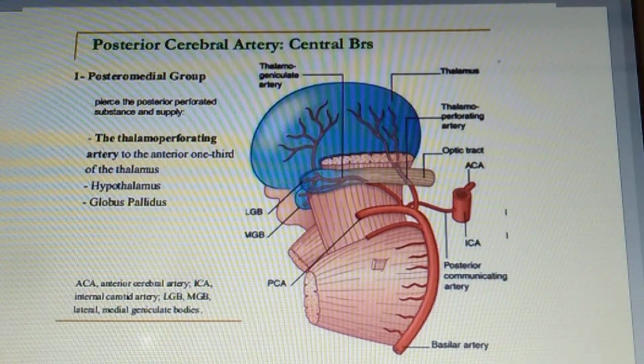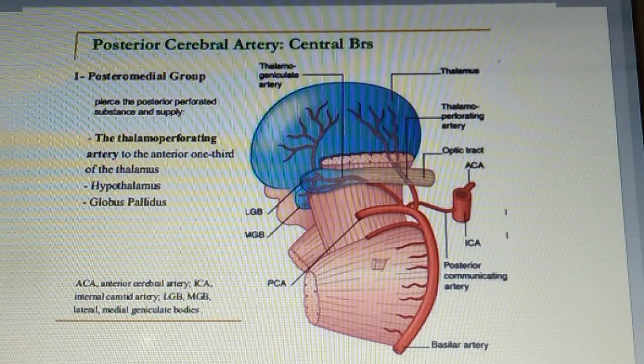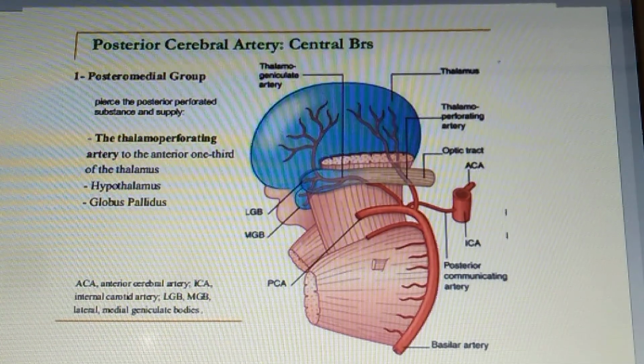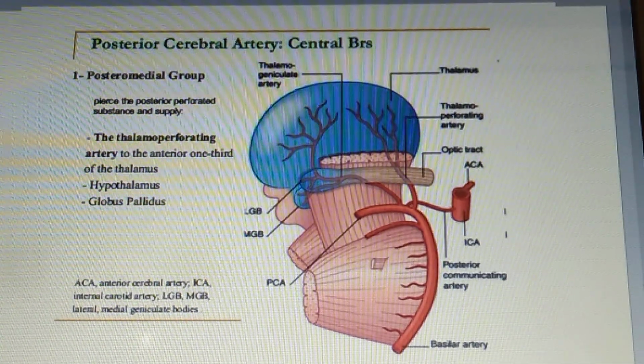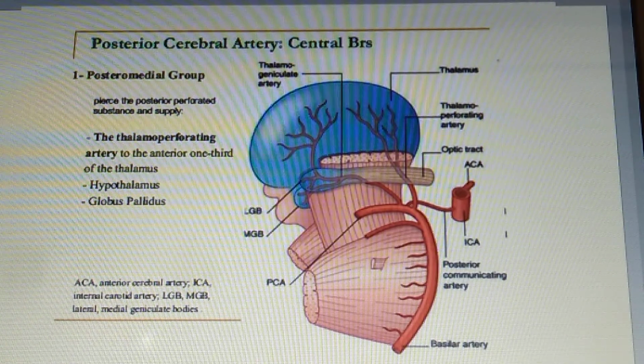And the last is the posteromedial group. This group of arteries supplies the thalamus and the hypothalamus. Okay, so that is all about the central branches of the circle of Willis. Now the last part is the clinical anatomy.